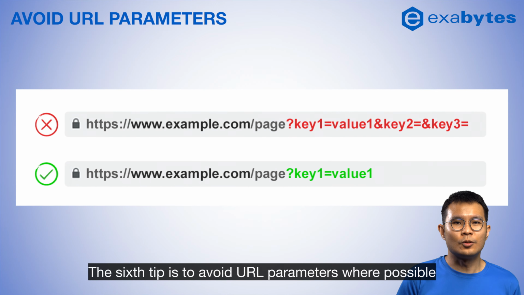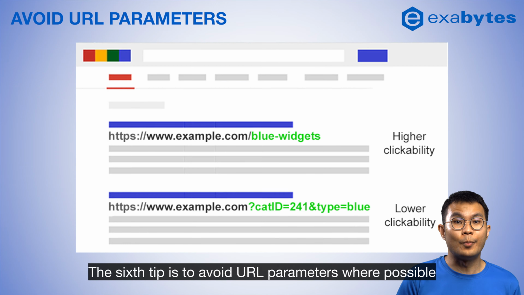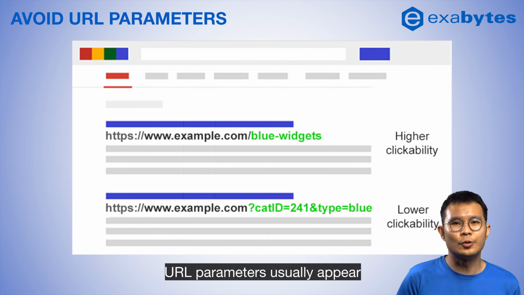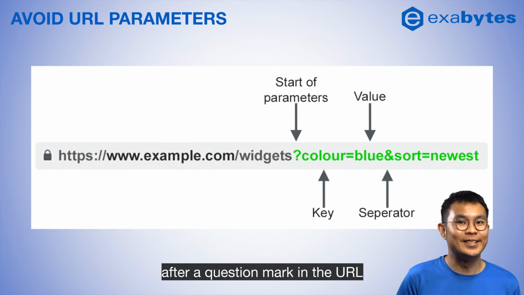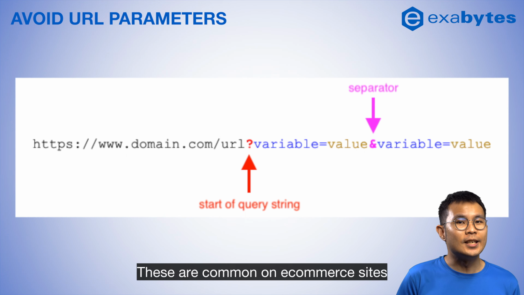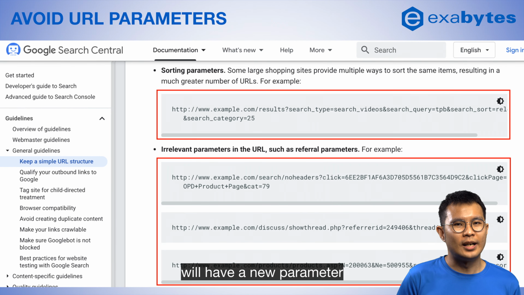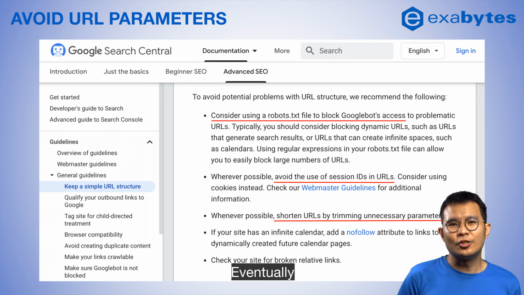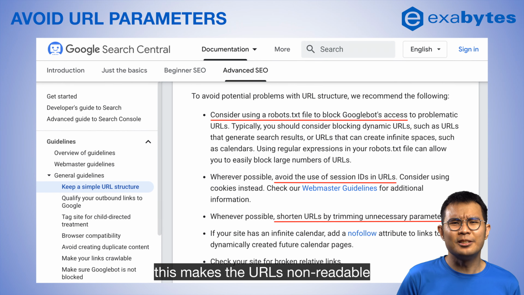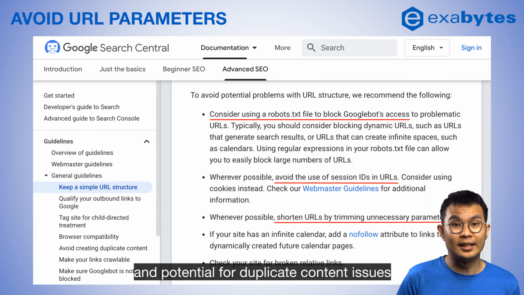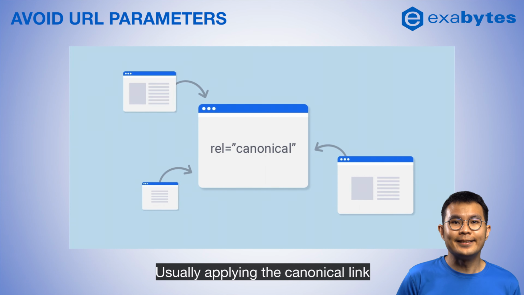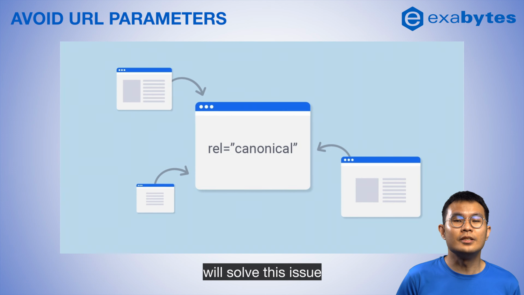The sixth tip is to avoid URL parameters where possible. URL parameters usually appear after a question mark in the URL. These are common on e-commerce sites where different colors or other sorting options will have a new parameter. Eventually, this makes the URLs unreadable and creates potential for duplicate content issues. Usually, applying the canonical link will solve this issue.